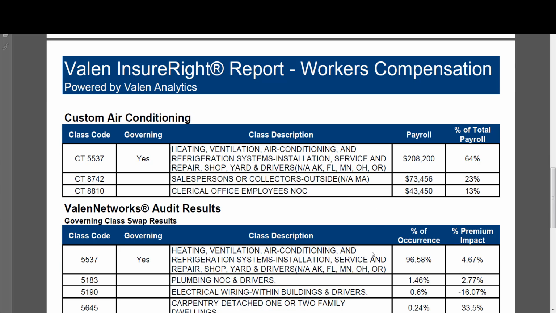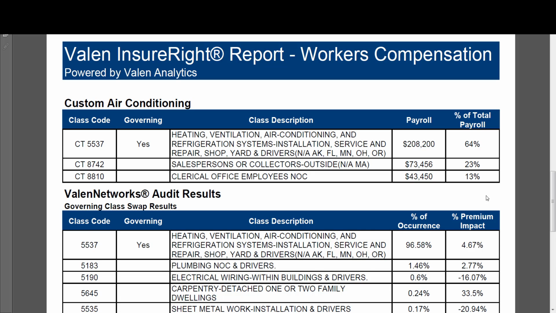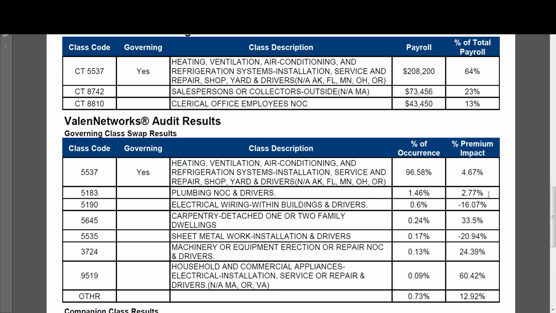On page 2, we start with the exposures as noted. 3 class codes: 5537, 8742, and 8810. That's HVAC, sales, and clerical. You can see the percentage of payroll right here. The middle section we call our swap set analysis.